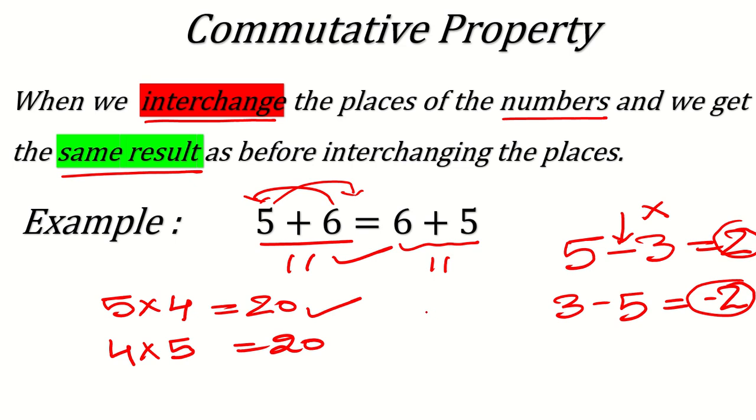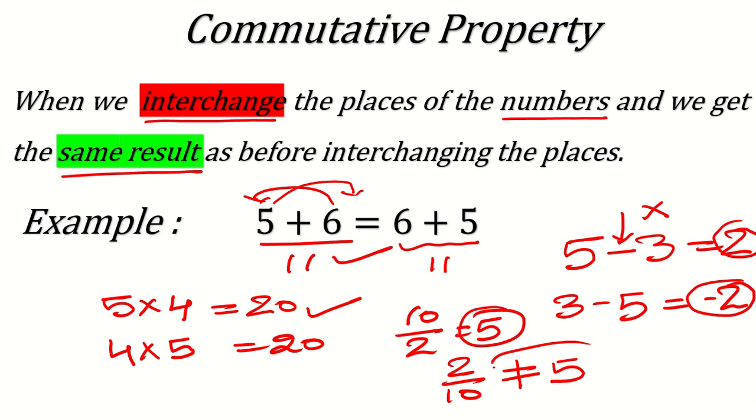In the same way, 10 divided by 2 is 5, but 2 divided by 10 is not equal to 5; rather it will be 1 over 5. So again the answers are not the same. It means division is also not commutative. So with commutative, just interchange the places of the numbers, and if you get the same answer as before, it is commutative, otherwise it is not. Remember one more thing: if you have even a single example for which it is not satisfied, then it will not be commutative.